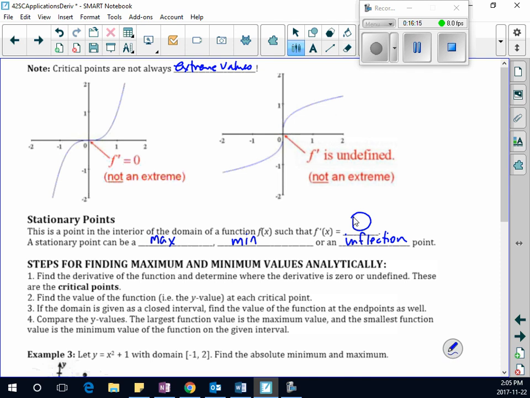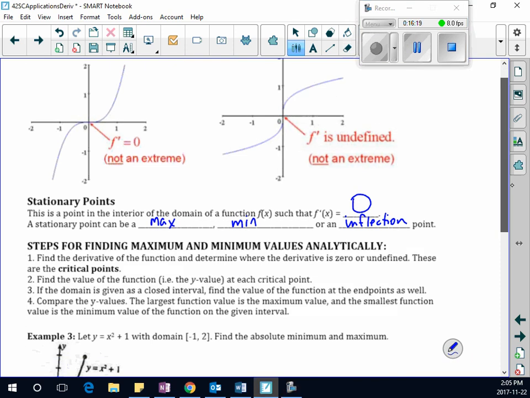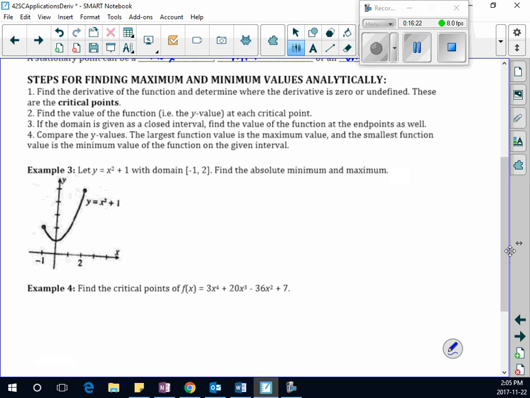Steps for finding the max and mins analytically. You need to find the derivative of the function, determine where the derivative is 0 or undefined, which are the critical points. Find the value of the function at each critical point. If the domain is given in a closed interval, you also need to find the value at the endpoints, because the endpoints could be maxes or mins. And that's what a lot of people actually forget to do. They always find where the slope is 0, but they forget about the endpoints.